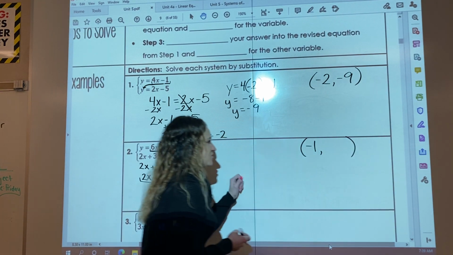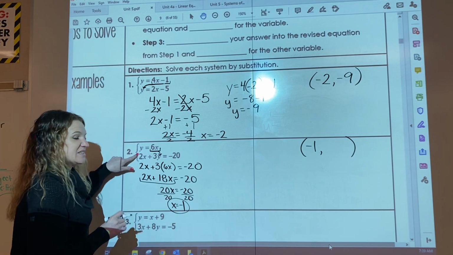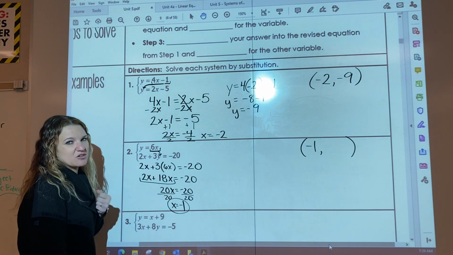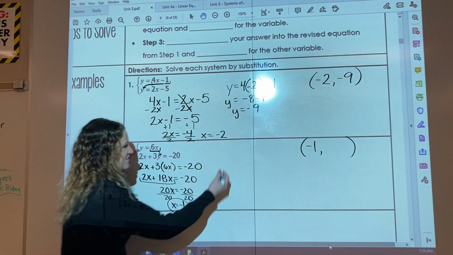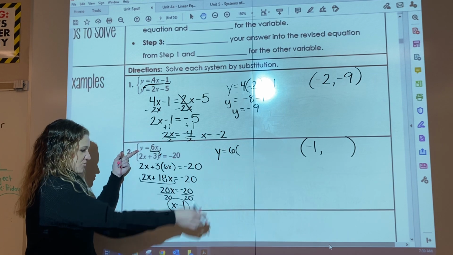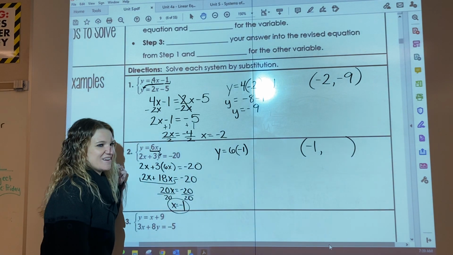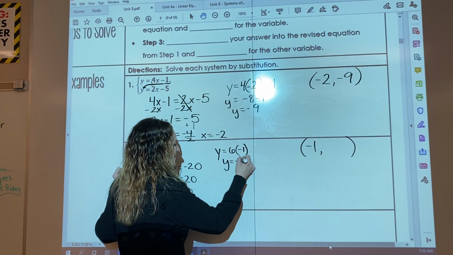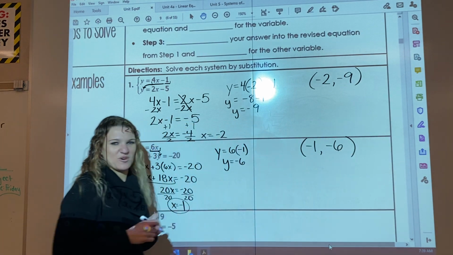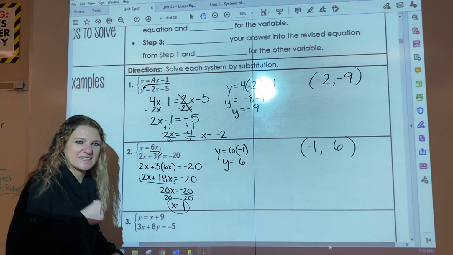I'm going to need to substitute in negative 1 for an x in either of my two equations and solve for the y. I'm definitely going to plug it in up here just because it looks like it's going to be a lot easier for me. So up here I have y equals 6x, and instead of my x, I know my x is equal to negative 1, so I'm going to substitute that in right there. 6 times negative 1 is negative 6, and there's my final answer. Negative 1, negative 6. All right, I feel like we're getting the hang of it. Let's continue.